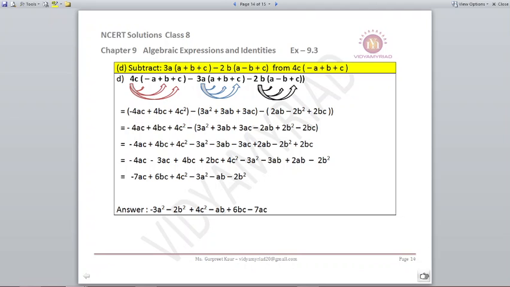For the final answer, just write in a systematic order, powers together. That means minus 3a square minus 2b square plus 4c square minus ab plus 6bc minus 7ac.